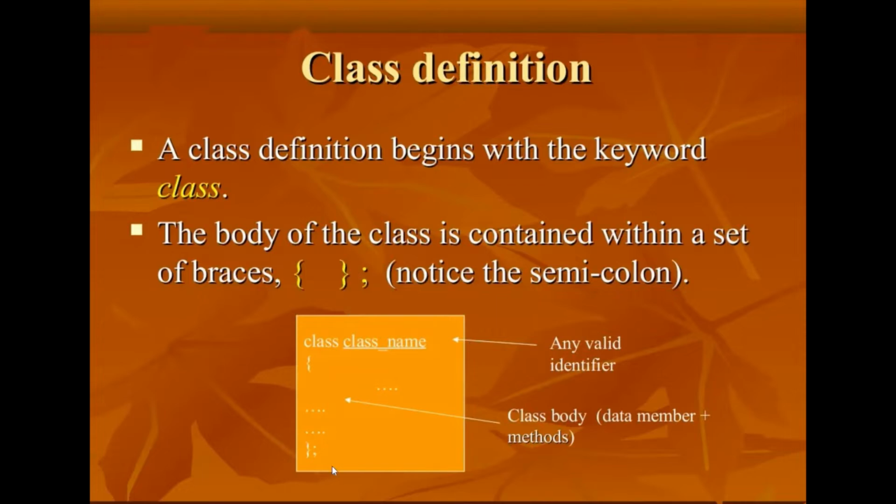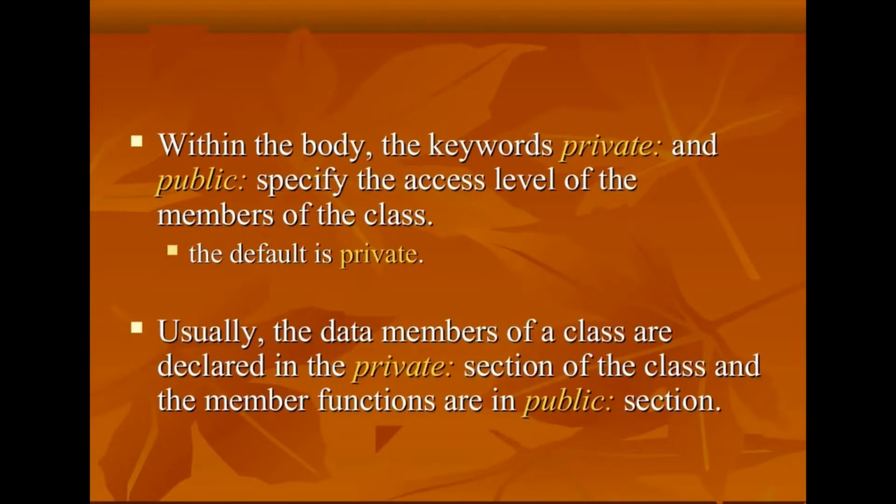So as you can see, this is the structure of the class declaration: class, the name of the class, opening bracket, closing bracket, and we put the semicolon here. Within the body of this class, we write the data members as well as the member functions. You should remember that while you are creating the class.